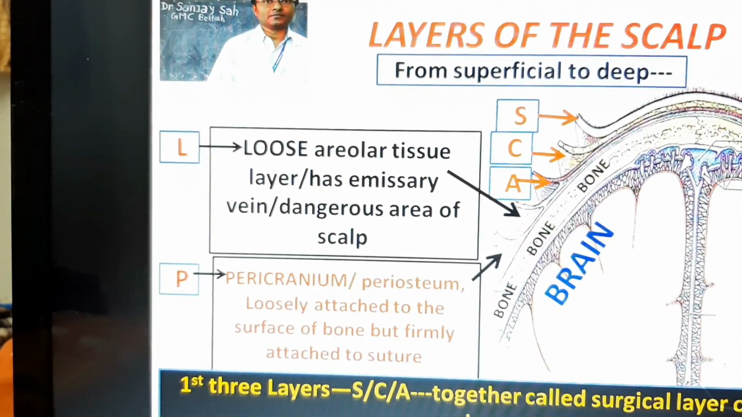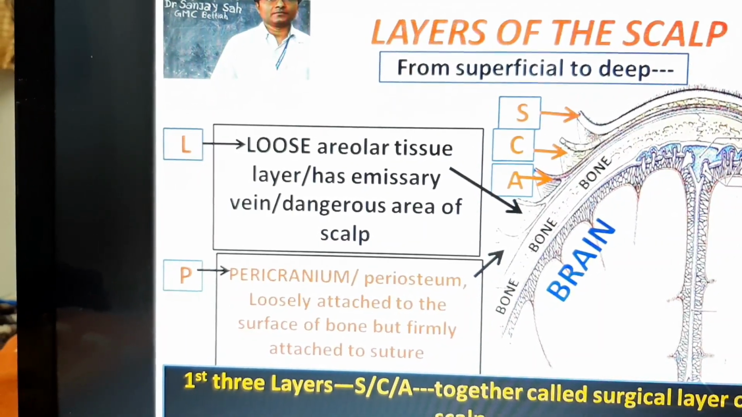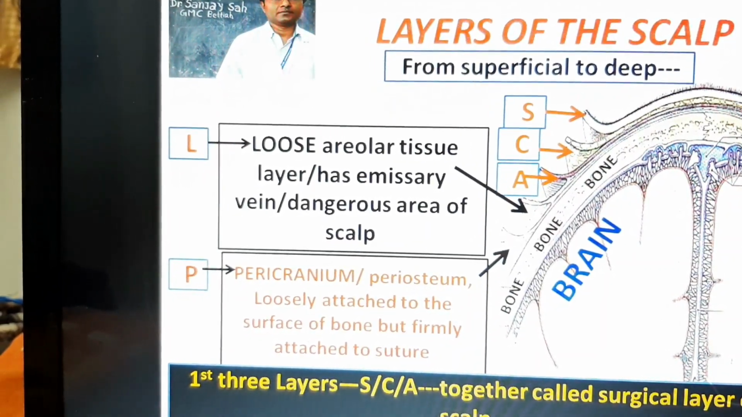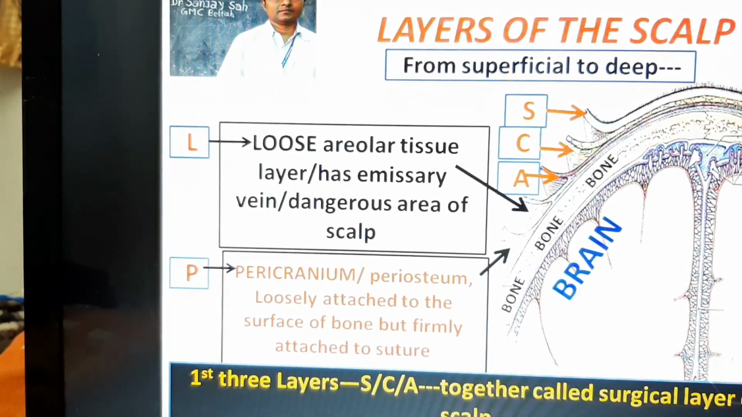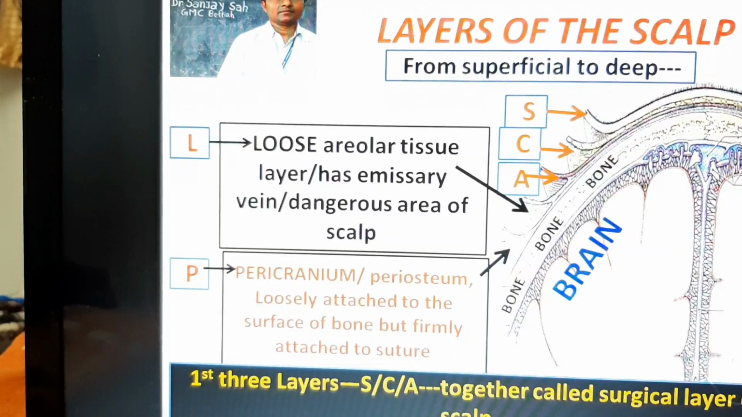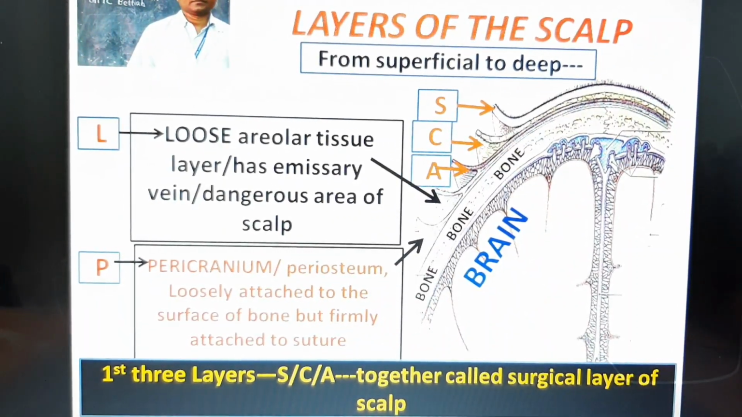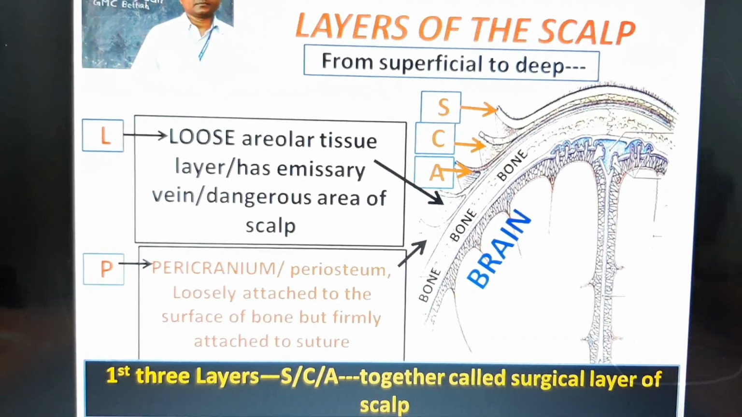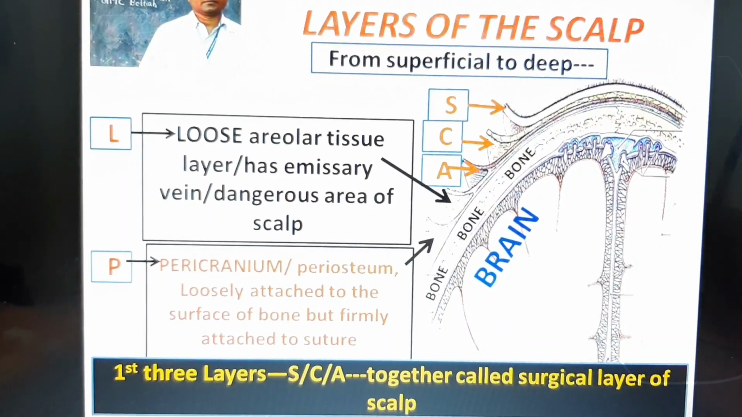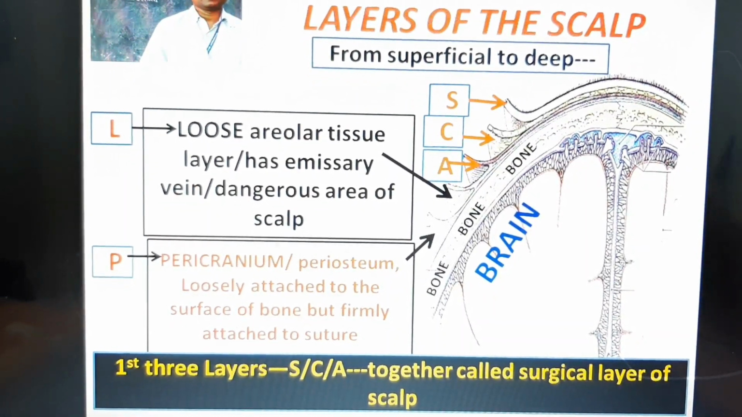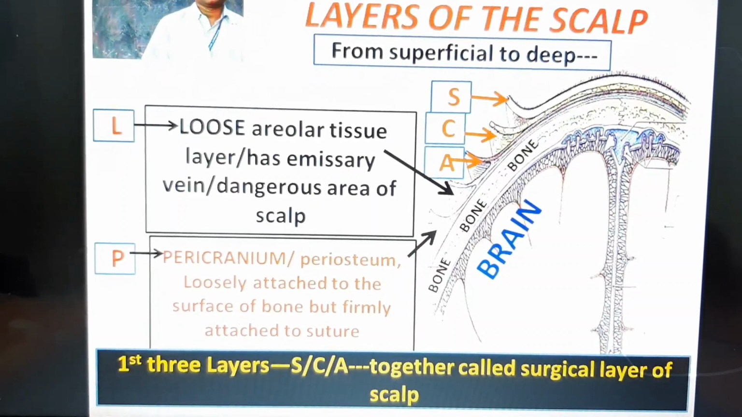And the fifth layer is the pericranium. It is made up of periosteum, which is loosely attached to the surface of the bone but firmly attached at the sutures. One important point is that the first 3 layers out of 5, the skin, connective tissue layer and aponeurotic layer, together are called the surgical layer of the scalp or scalp proper.